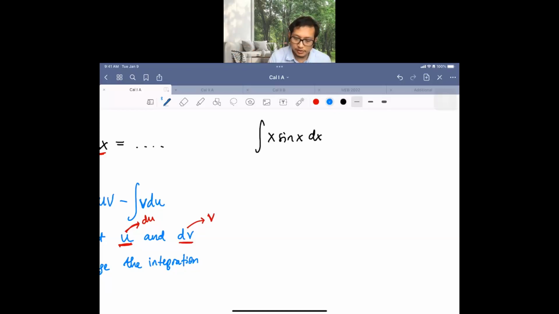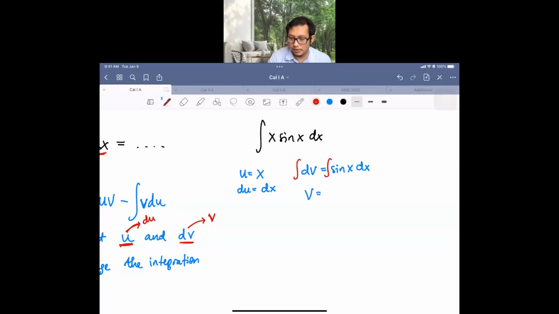So let's choose x as u, so du will be 1, or du is dx, and dv is sine x dx. So when we have dv, we integrate, and this turns out to be the integral of sine, which is negative cosine x, right?